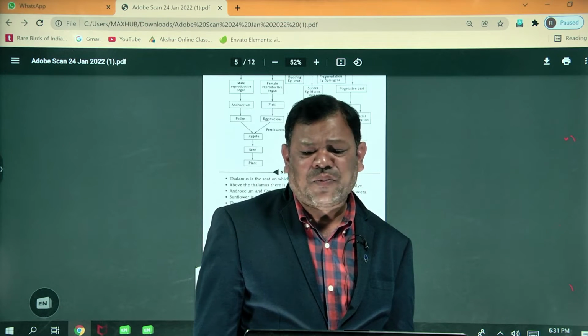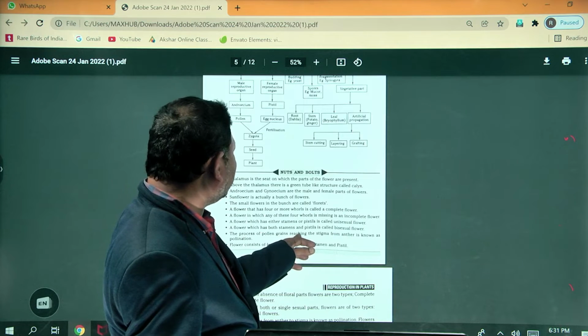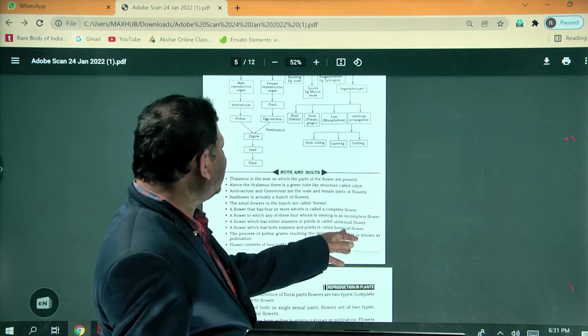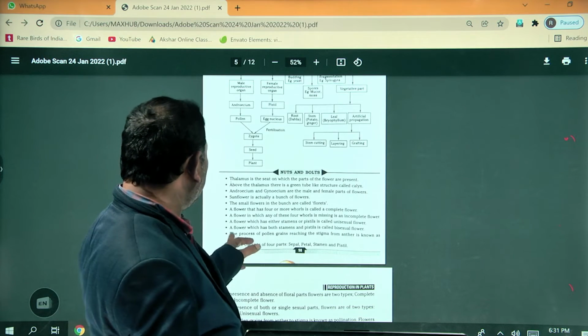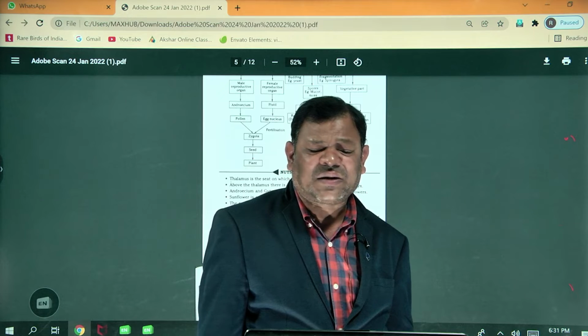Examples are very important. Next, the process of pollen grains reaching from the anther to the stigma is known as pollination.